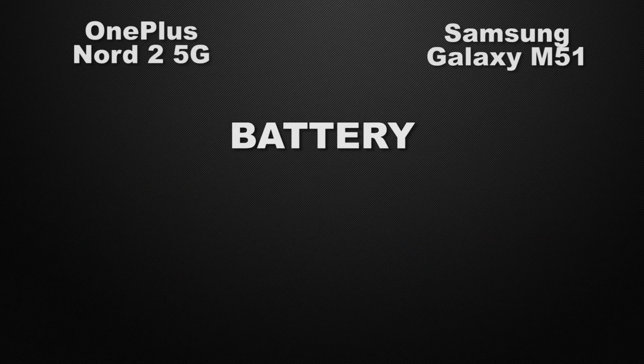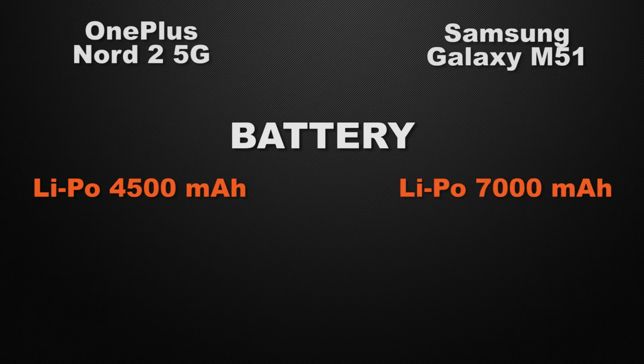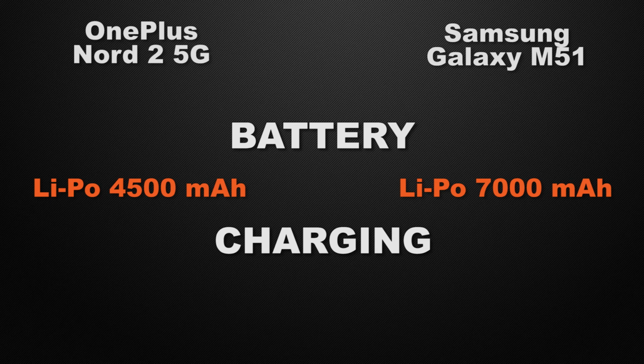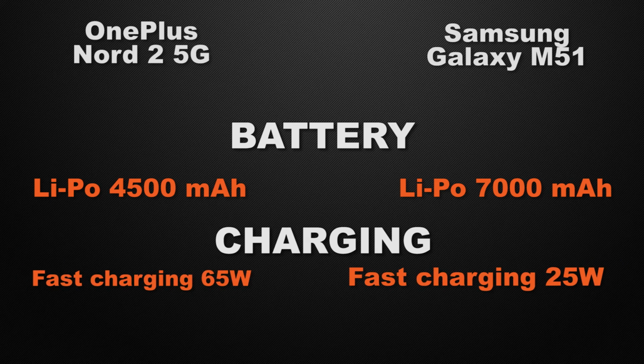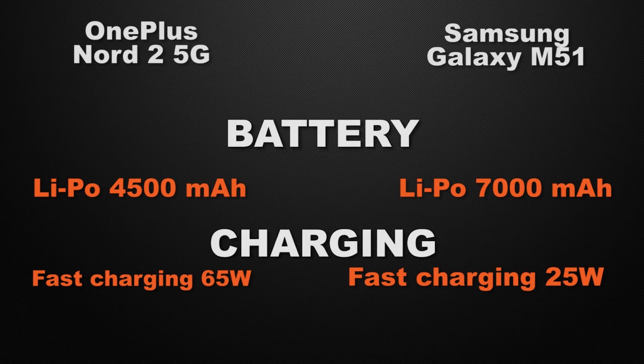Let's talk about the battery capacity of the devices. Nord 2 has 4500 mAh of battery capacity, whereas M51 has 7000 mAh of battery capacity. So the winner here is M51 because it has massive battery capacity. Let's talk about the charging speed of the devices. Nord 2 has 65 watts of fast charging, whereas M51 has 25 watts of fast charging. So the winner here is Nord 2 because it can charge a device faster.